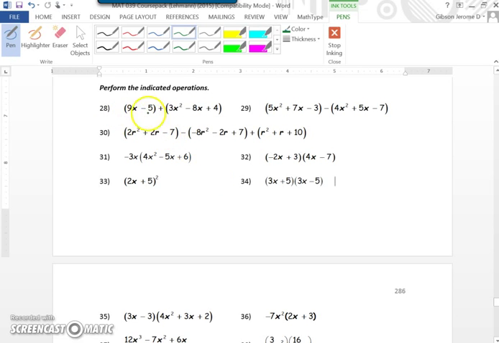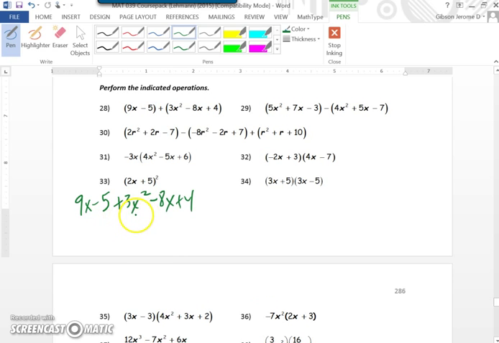Okay, class, picking up where we left off, we're on problem 28. We had (9x - 5) + (3x² - 8x + 4). We notice there are no exponents on the outside of the parentheses or anything multiplying on the outside either. So with addition of parentheses, all we have to do is drop the parentheses and keep the signs the same. So for 28, we would have 9x - 5 + 3x² - 8x + 4.